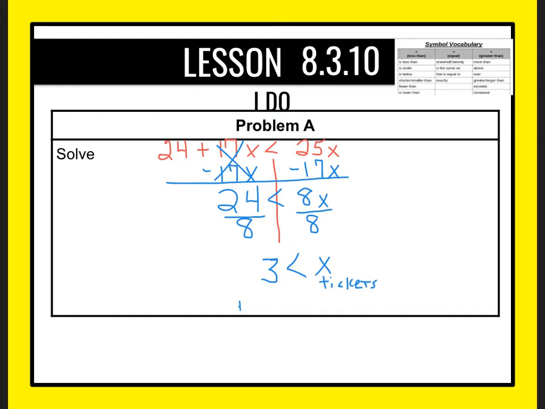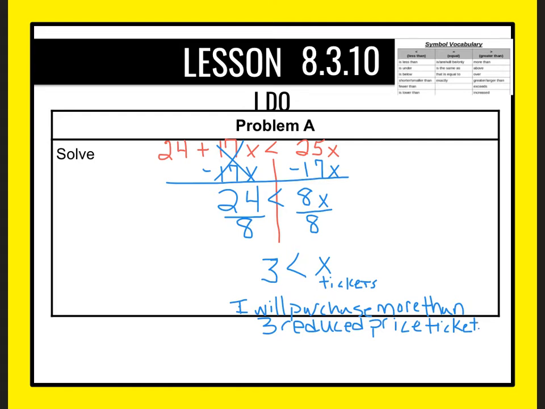I will have to purchase more than 3 reduced concert tickets, reduced price tickets. That's what this says. In order for the total cost to be less expensive, okay?